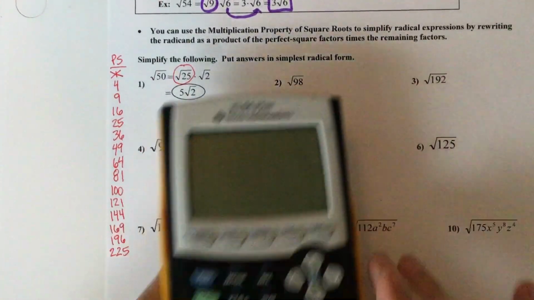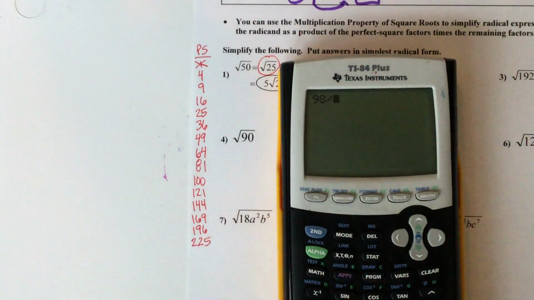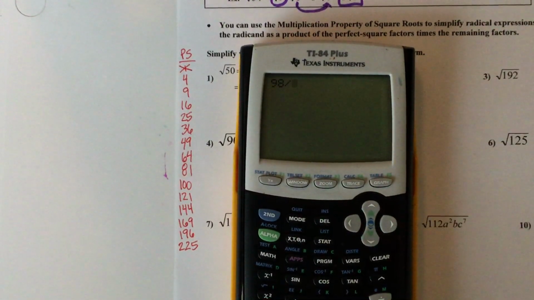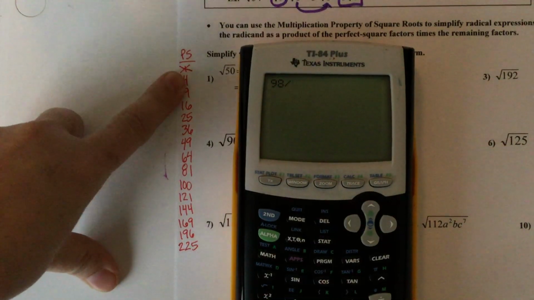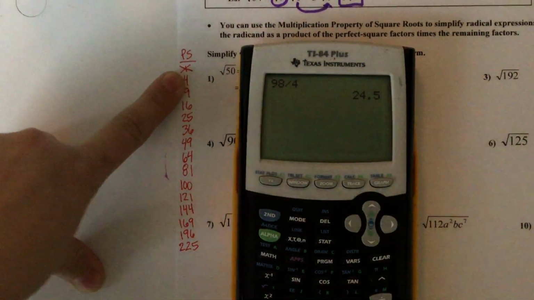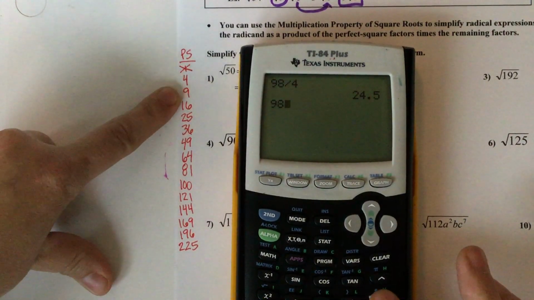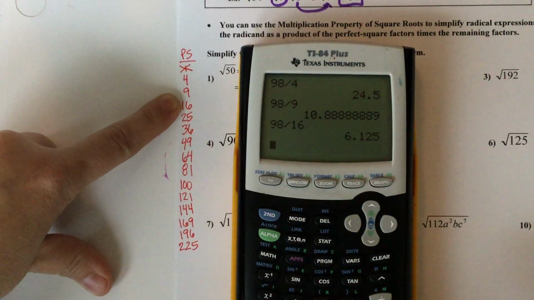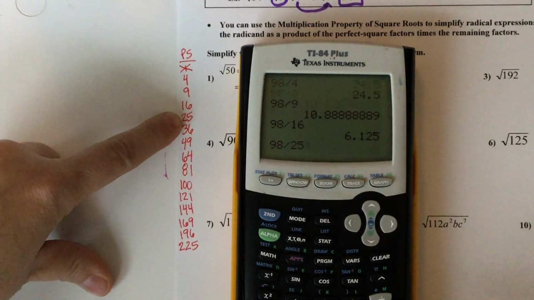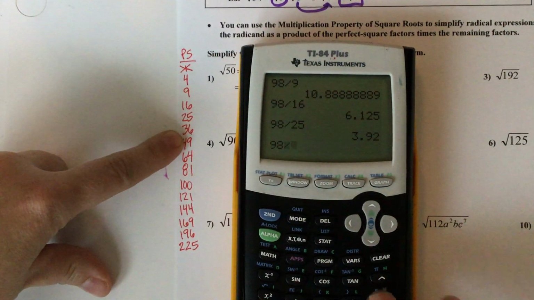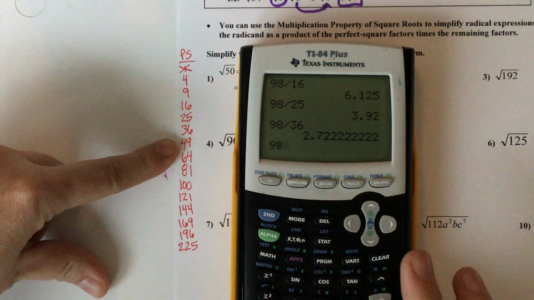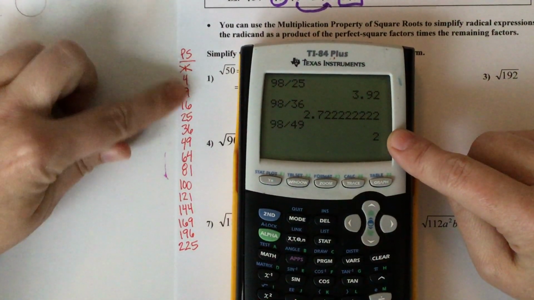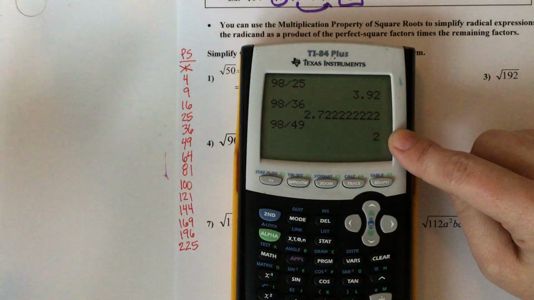So whatever's under the radical, you put that in your calculator, and you start dividing by numbers in the list. Okay, so first I'm going to try 4. If you get a decimal, it doesn't work, so you move on. So then I'm going to try 98 divided by 9. Didn't work. 98 divided by 16. Didn't work. 98 divided by 25. Did not work. 98 divided by 36. Nope. 98 divided by 49. Okay, that works. And if your answer can't be divided by any of these, then you know that that's it.